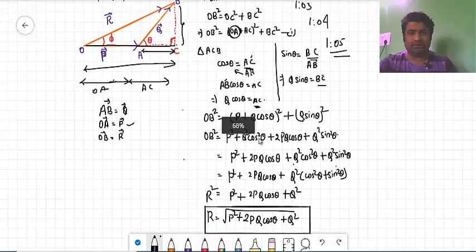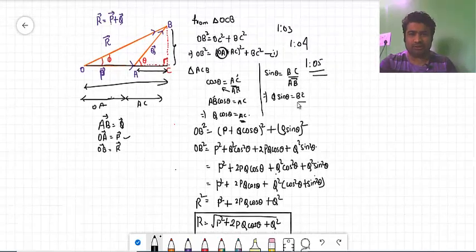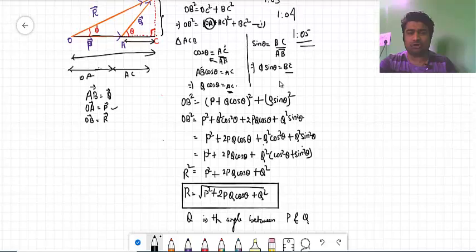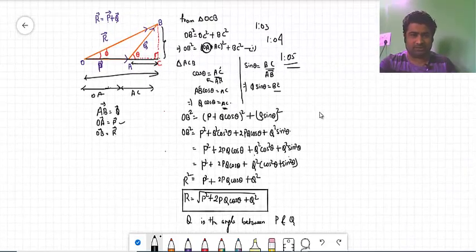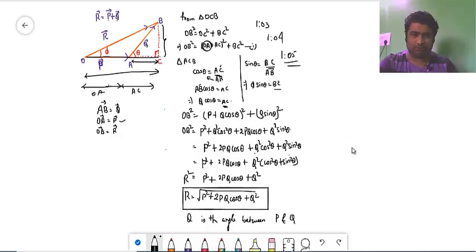During that time, we derived this formula, which was simply the triangle law of vector addition. I hope you copied this during the class hour, but if you have not, I am giving you a chance to copy it. Just pause the video and copy it down. Once you have copied it, you can play the video again.